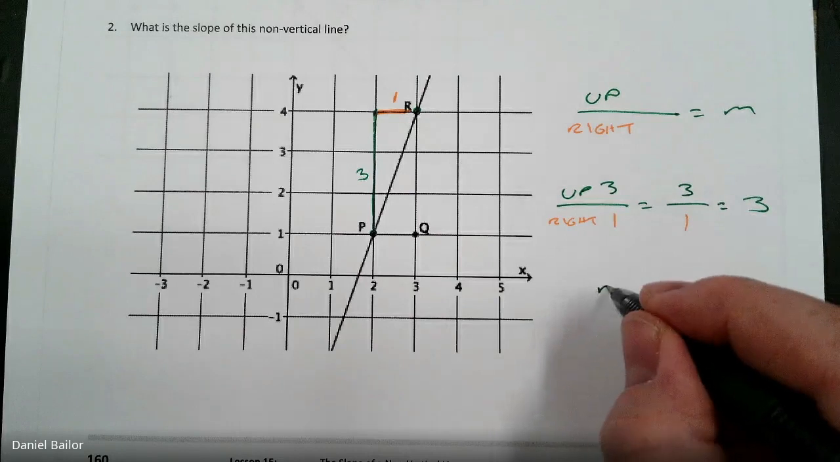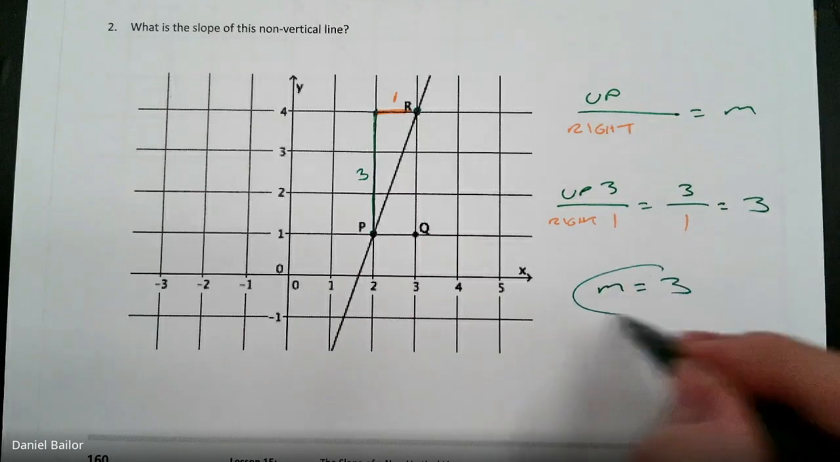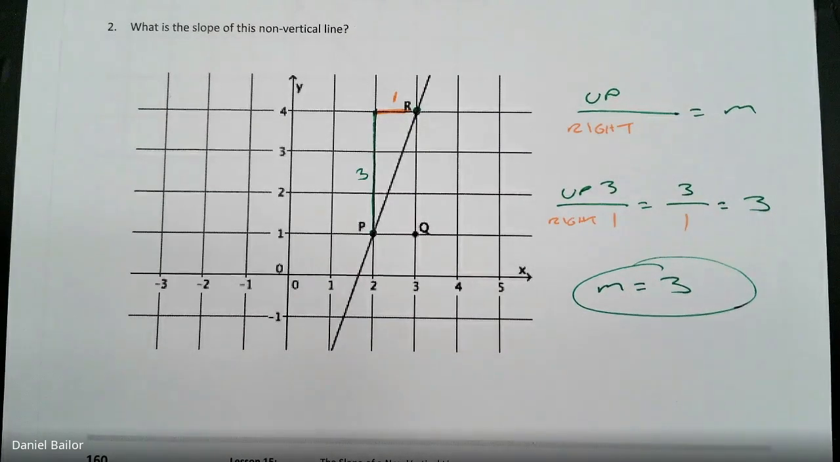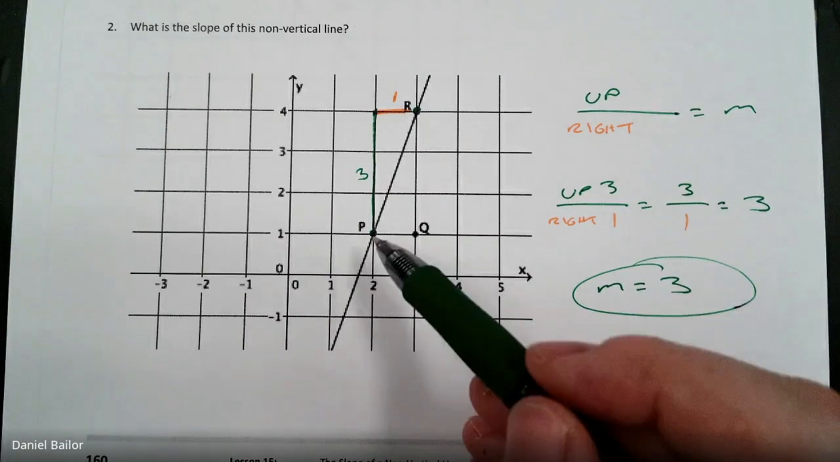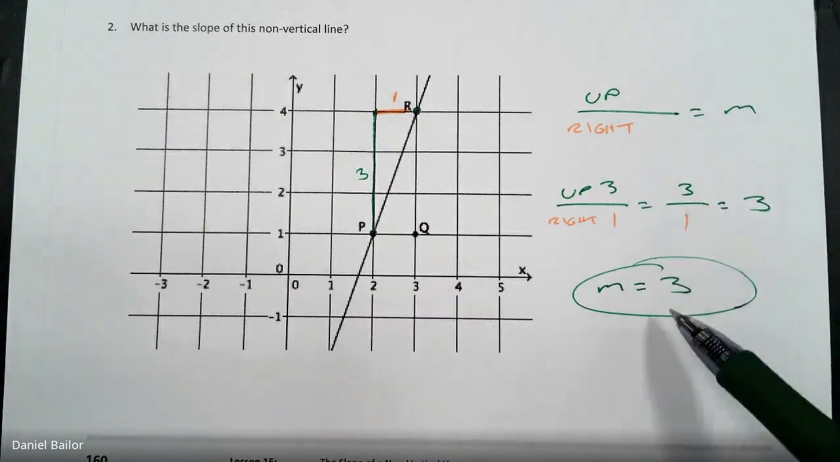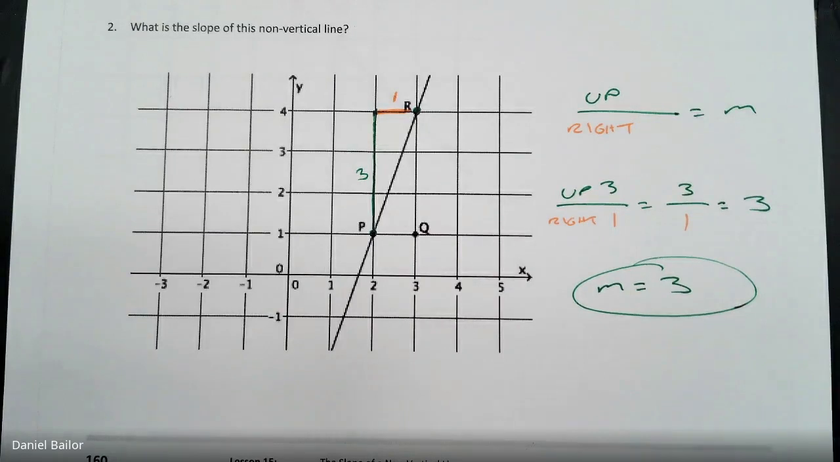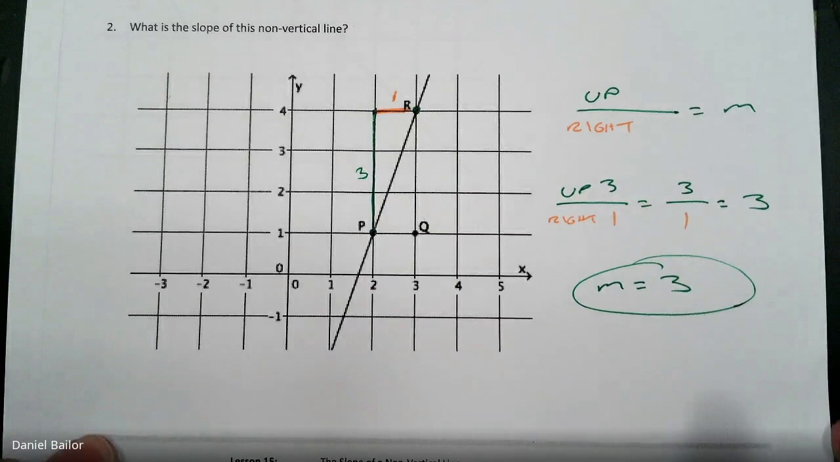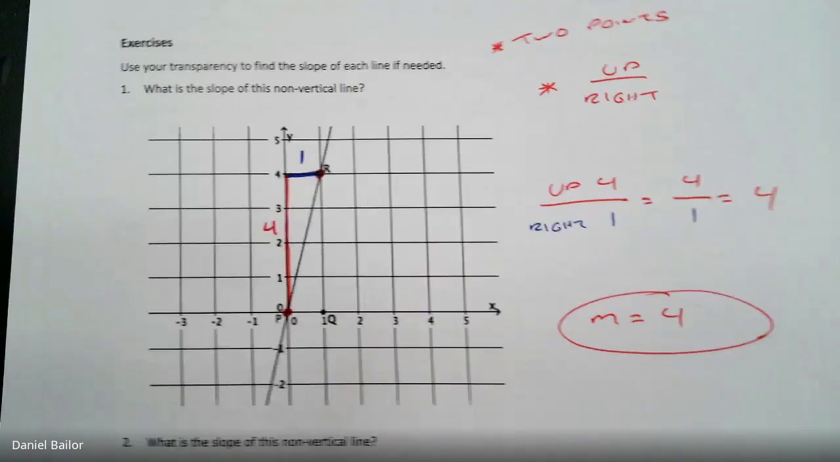So for number 2, m equals 3. The slope is 3. Because up 3, right 1, 3 divided by 1 is 3. So the slope is 3. Pretty simple so far. It is going to get a little bit more complicated, so you're fine. Just keep on pace with me.